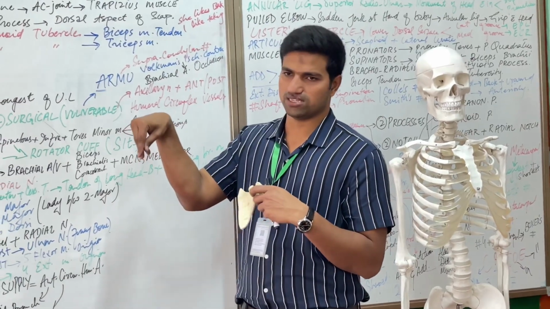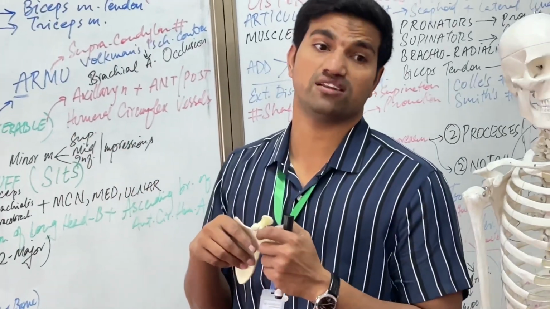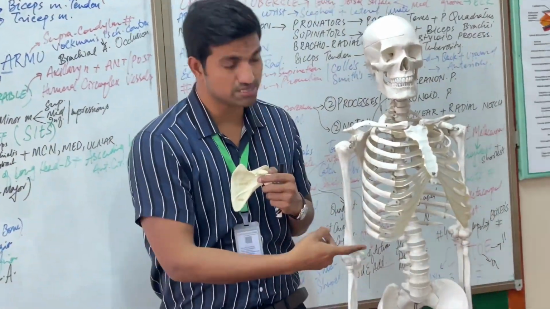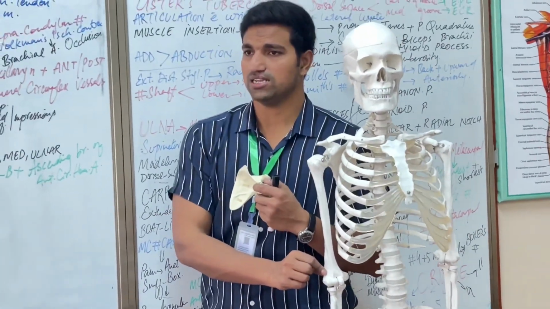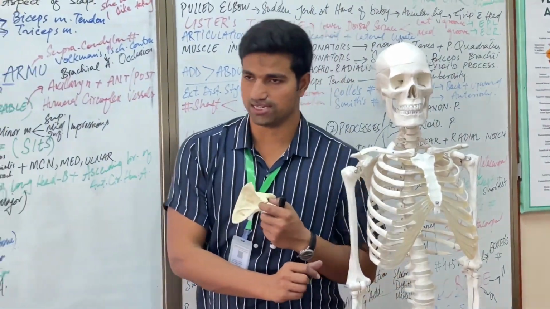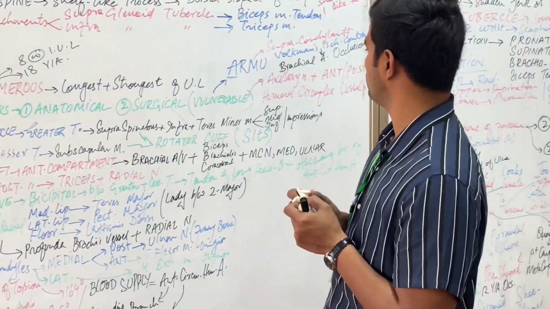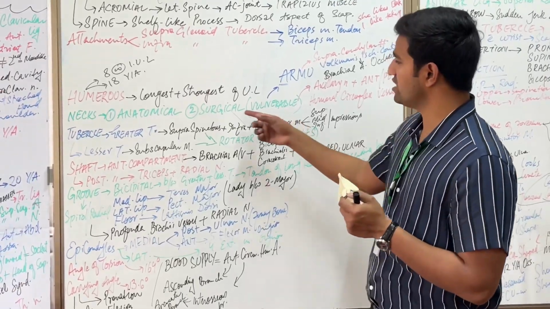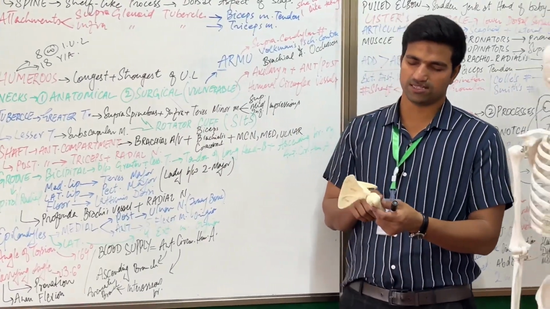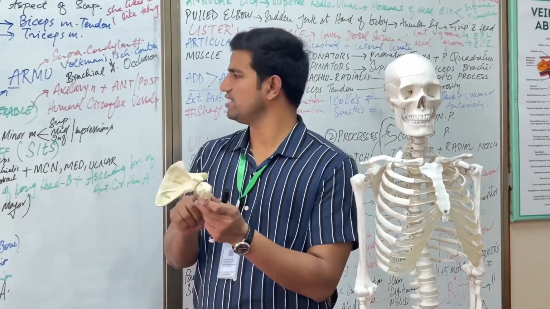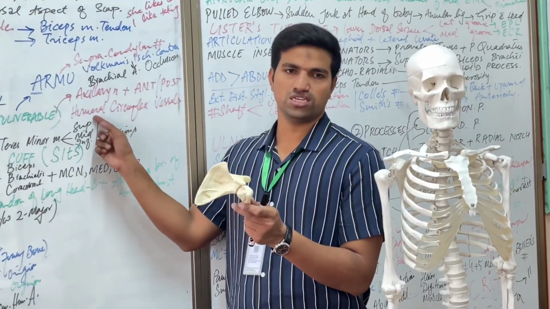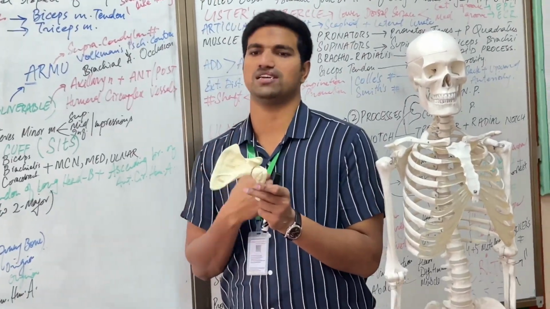This is a clinical feature in the supracondylar fracture. If there is a supracondylar fracture of the humerus, the clinical pathology is Volkmann's ischemic contracture, due to the occlusion of the brachial artery. Then, if there is a surgical neck fracture of the humerus, not only will the axillary nerve be damaged, but also the anterior and posterior circumflex humeral arteries.